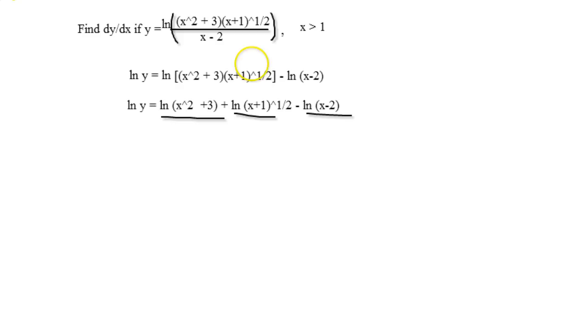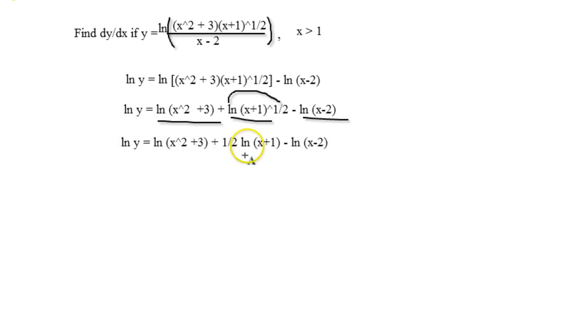Now the one thing I do recommend is that you notice that this is to the 1/2 power, so you bring it in front as a 1/2. So it should look something like this. Now this is a lot easier to actually work with. So we're going to have to do chain rule 3 times here. So this one is going to be 1 over y times dy dx. So that one's pretty simple.